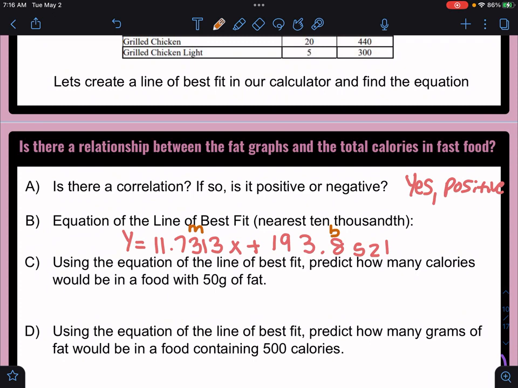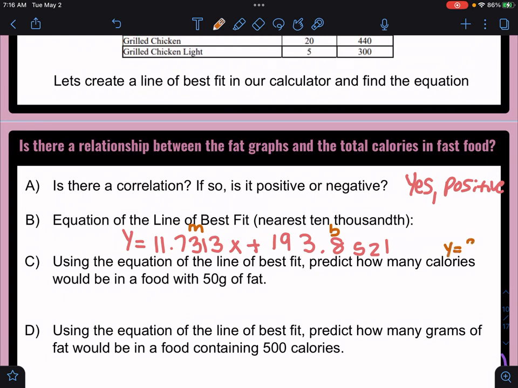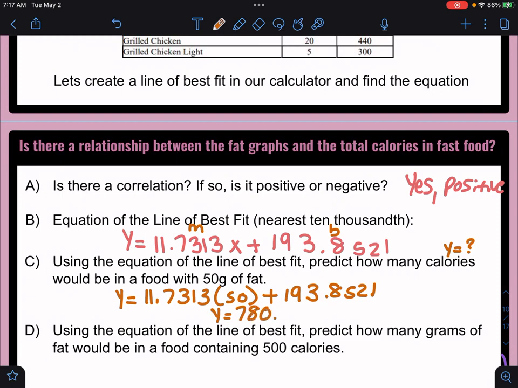Okay, now it says, using the equation of the line of best fit, predict how many calories, which means our y is unknown, would be in a food with 50 grams of fat. So y equals 11.7313, instead of x I'm going to put 50, plus 193.8521. So let me go type that in. 11.7313 times 50 plus 193.8521. And I get y is equal to 780.4171. So how many calories? I'll just say 780 calories.